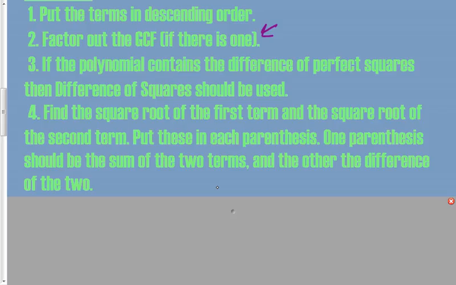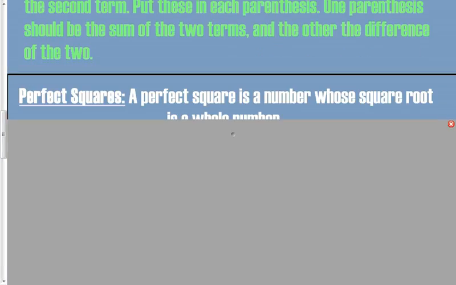All right, so find the square root of the first term and the square root of the second term. Put these in parentheses. One parentheses should be the sum of the two terms, and the other should be the difference. And that's simply it.